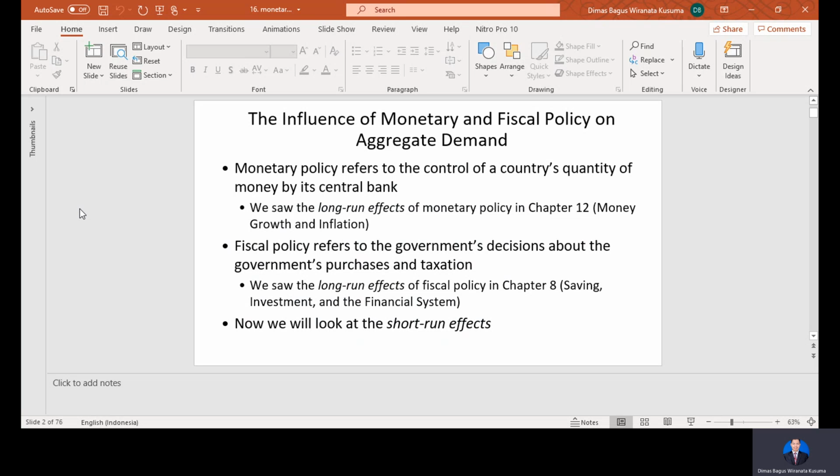quantity supplied. We saw the long run effects of monetary policy in chapter 12, namely related to money growth and inflation. And fiscal policy refers to the government's decisions about government purchases and taxation. We saw the long run effects of fiscal policy in chapter 8 about saving, investment, and the financial system. Now we will look at the short run effects of these two policies.